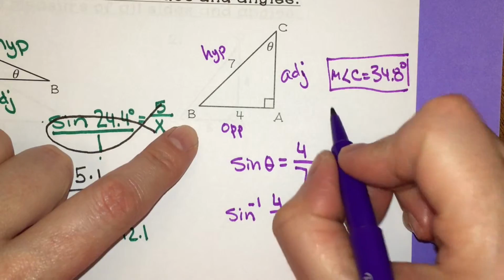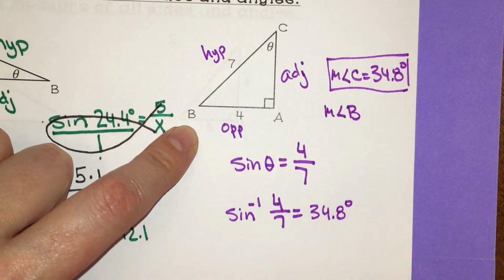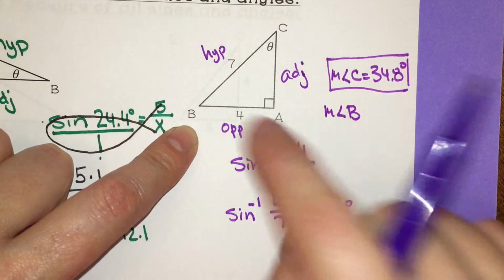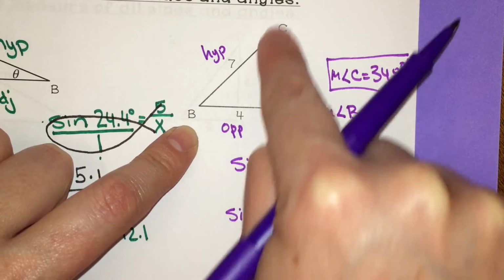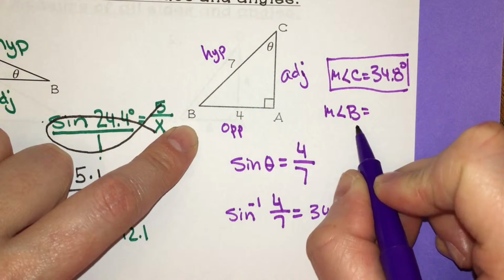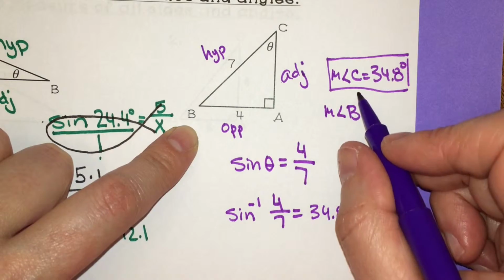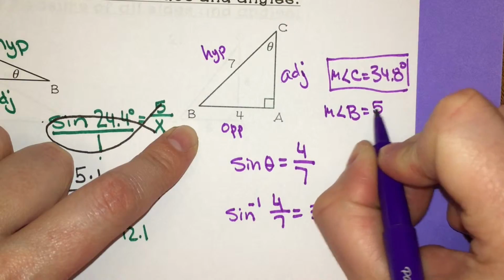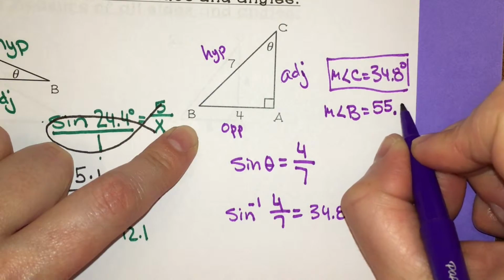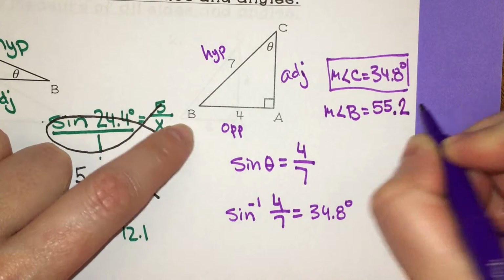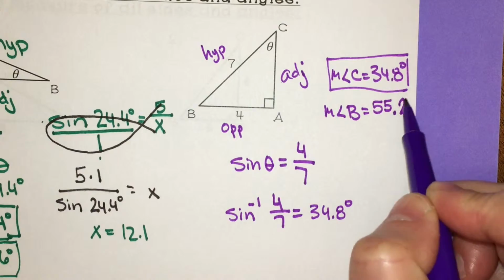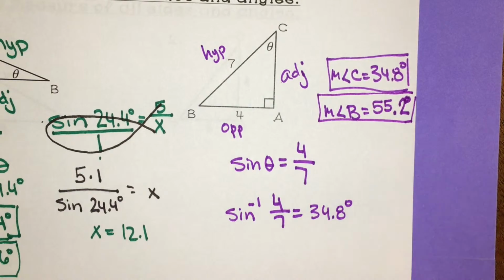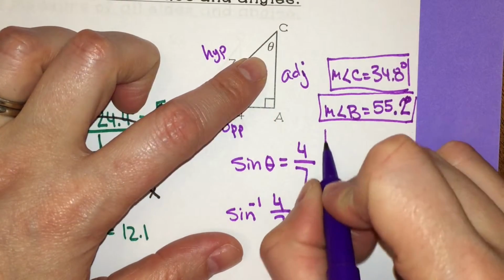Okay, to find the measurement of angle B, all I have to do is 90 degrees minus 34.8, because these two together add up to 90, because 90 plus 90 would be 180, and the three angles of a triangle add up to 180. So when I do 90 minus angle C, I get 55.2 degrees. Can't forget that. All right, other thing I need to find is side AC.